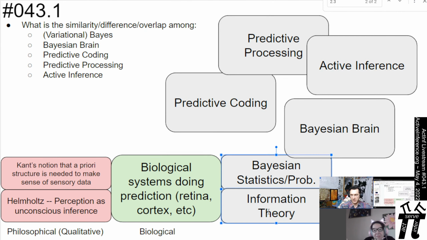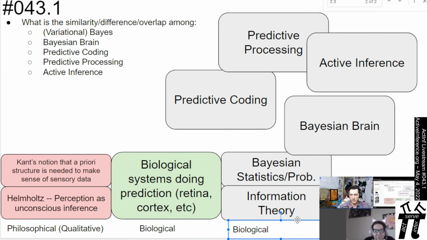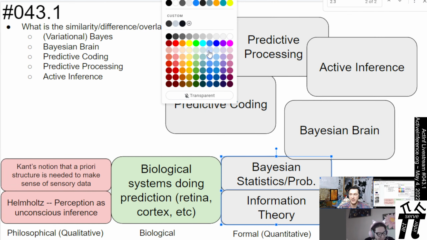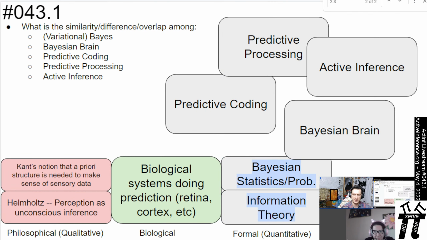And then we have these two formal or quantitative areas. And those are the Bayesian statistics and probability, as well as information theory. And they're definitely linked as well, but we'll just leave them as kind of two conjoined layers here. Okay, now where do we go from here?